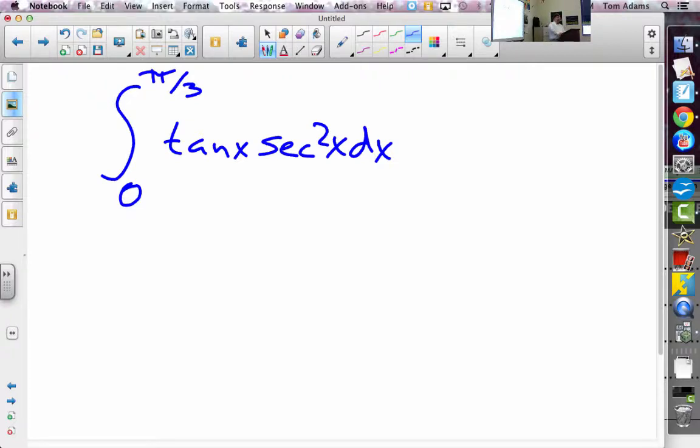It is definite, but why? Because we have boundaries. We're going to be able to get a number. We won't have a plus c at the end. Does that make sense? Yes. Okay, good. All right, so now, what is the relationship between tangent and secant squared?